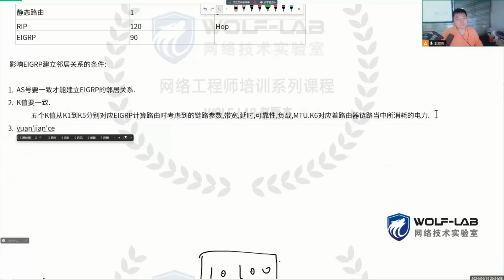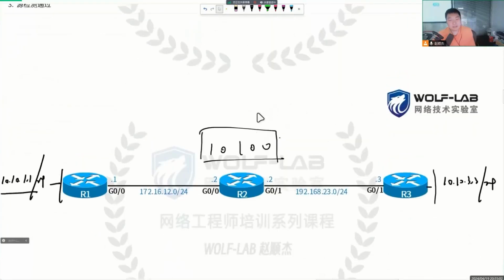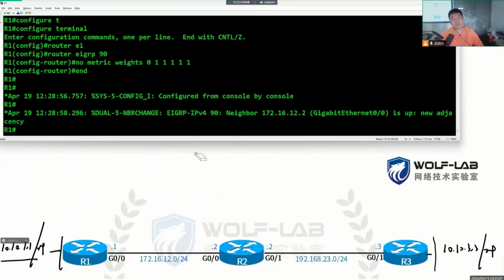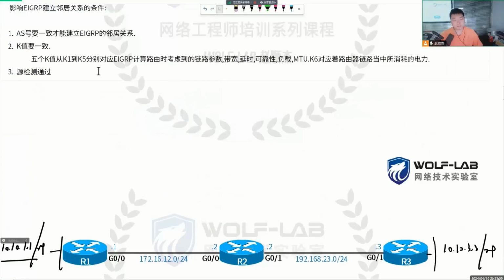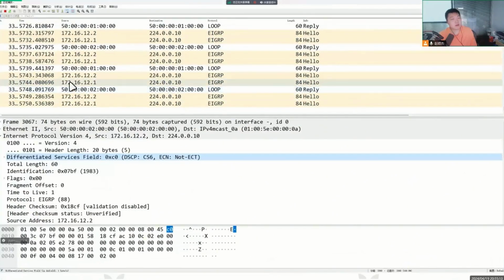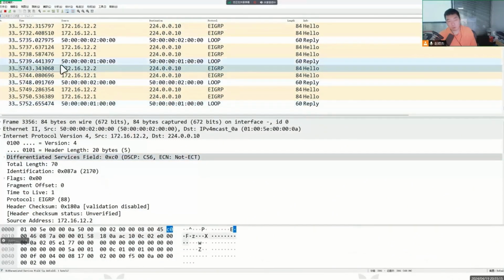If the K value is inconsistent, EIGRP neighbors cannot be established, because our two opinions do not agree. Cannot become EIGRP neighbor relationship. This is the second point. The K value must be consistent. The first one is the AS number. The second one is the K value.